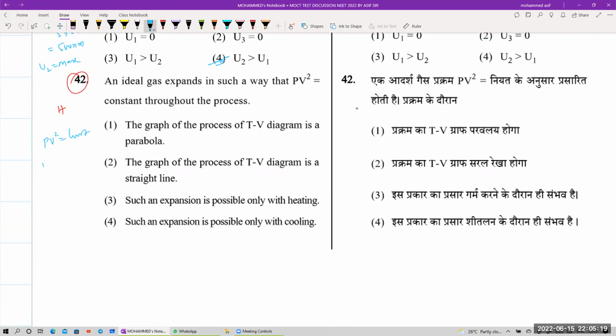P को in terms of temperature लिख लो बेटा, is T by V into your V square is equal to your constant. यानी this will become for me TV is equal to your constant. यानी T is inversely proportional to volume. यानी अगर वॉल्यूम बढ़ा तो टेम्परेचर will be decreasing, अगर टेम्परेचर डिक्रीज हो रहा है तो it will be your cooling effect. Such expansion is only possible with cooling. क्योंकि अगर वॉल्यूम बढ़ रहा है तो टेम्परेचर घटेगा, टेम्परेचर घट रहा है तो it is getting cool.